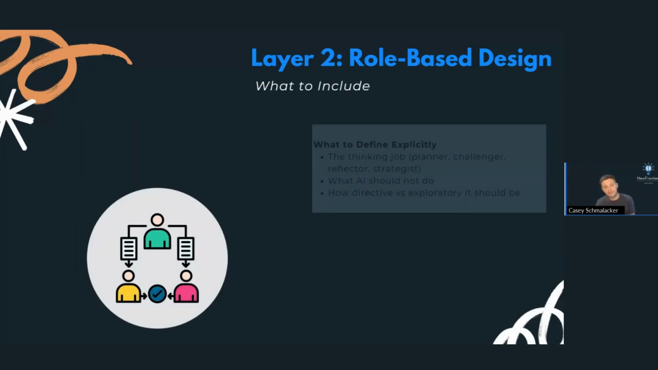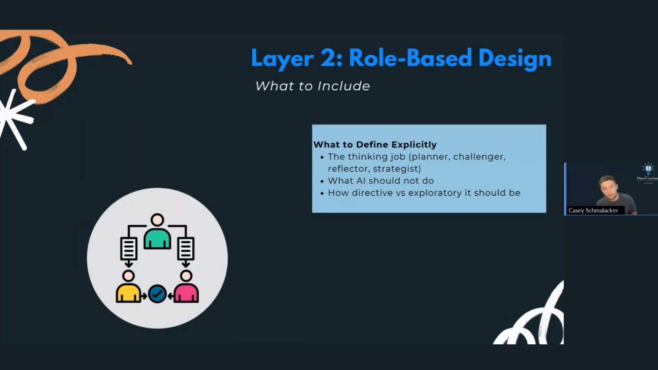So things that we want to include here is what to define explicitly. Maybe it's like the thinking job. We want you to be an expert planner. We want you to challenge my assumptions. We want you to be a reflector, a strategist. A big one you'll see out there is, you are one of the top project managers in the entire country, and here is a project that we need to roll out. Help us create a project plan.